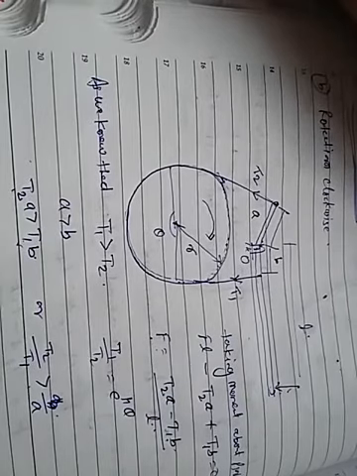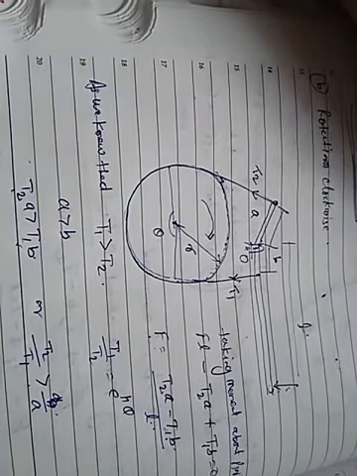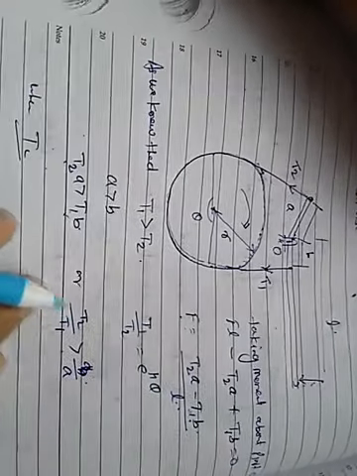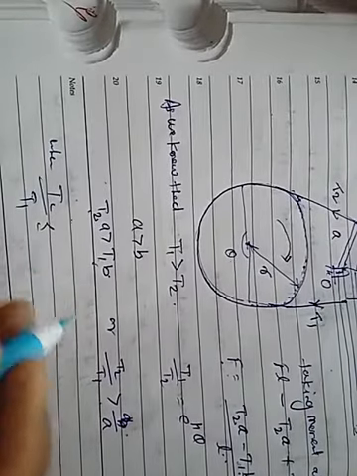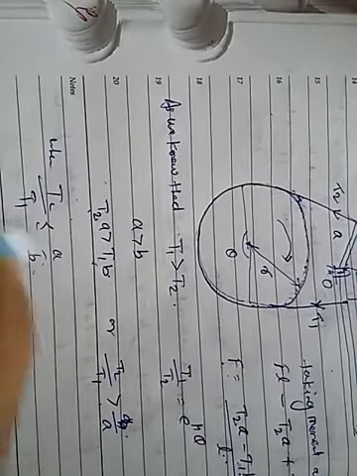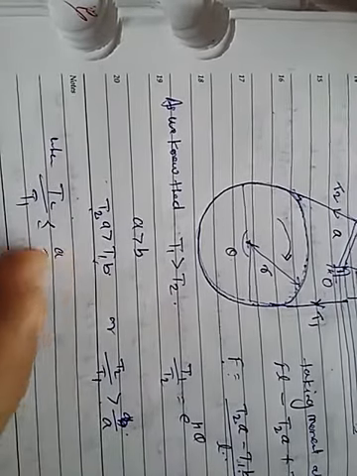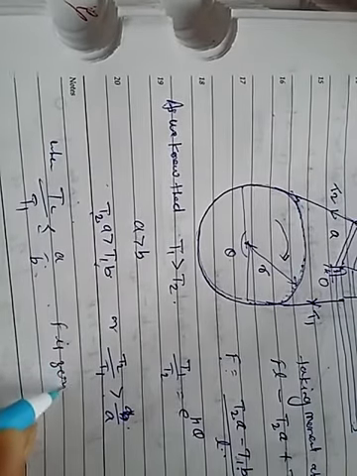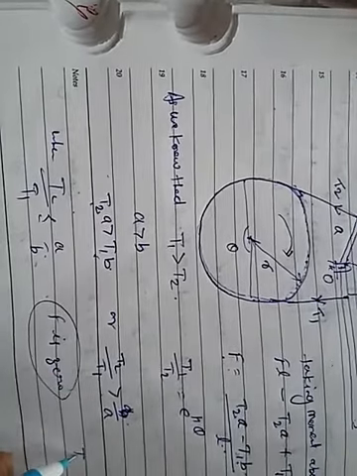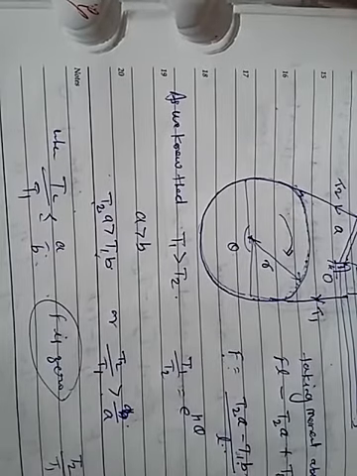Suppose that this possibility is 0. So when T2 by T1 is equal to A by B, if this equation here is equal to or greater than A by B, then it is possible that F is 0. F is 0 when T2 by T1 is equal to A by B.